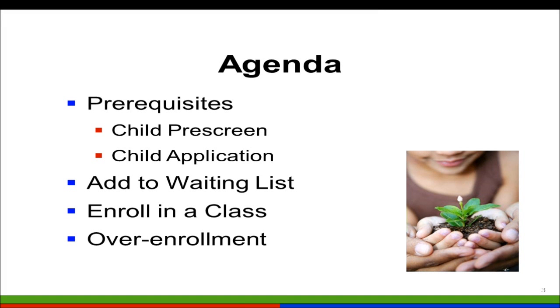What we're going to talk about during this presentation is the prerequisites for enrolling a child, which are that they have to have a completed child pre-screen and a completed child application in ELMS. Then they need to be added to a waiting list in ELMS. From there, they can be enrolled in a class. And at the end of the presentation, I'm going to talk a little bit about how you can handle over-enrollment.